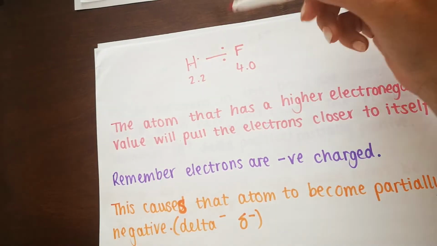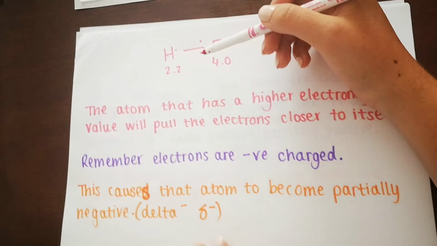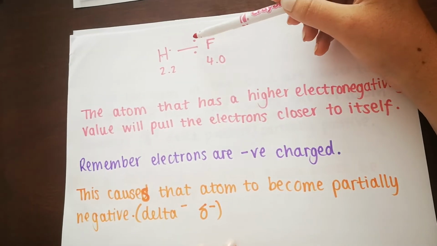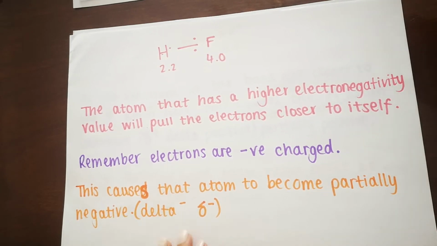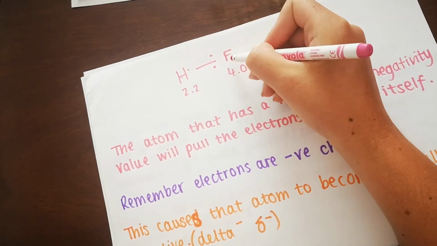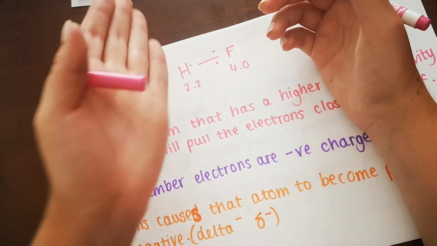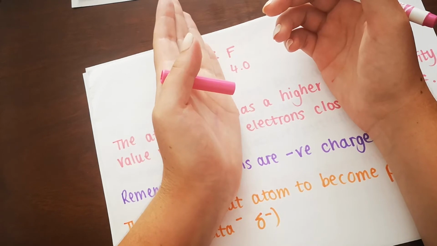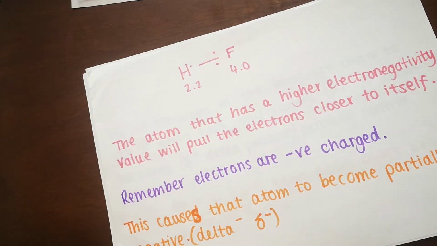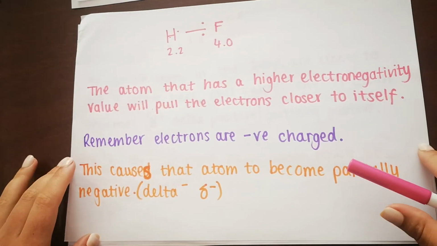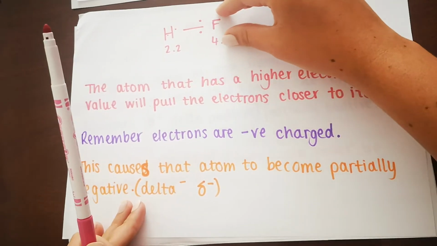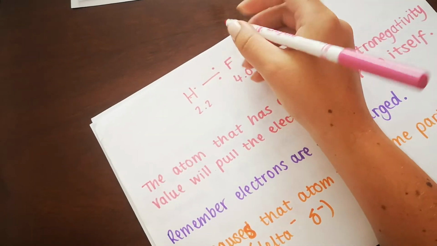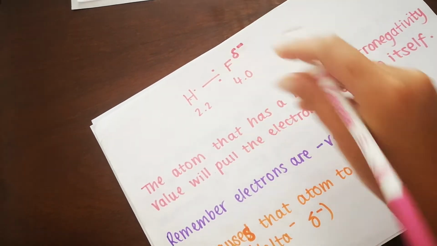So with your fluorine, we'll keep the same example going all the way through. Your fluorine is pulling electrons closer to itself. That has a higher electronegativity. So this is going to become partially negative because the electrons are closer to the fluorine. Remember, your electrons are negatively charged, which is why it is going to be partially negative. Your fluorine is pulling the negative charges towards itself, so it's going to be delta negative here.